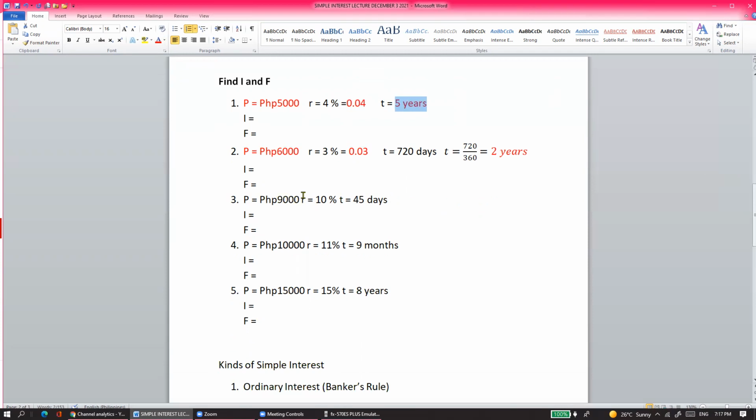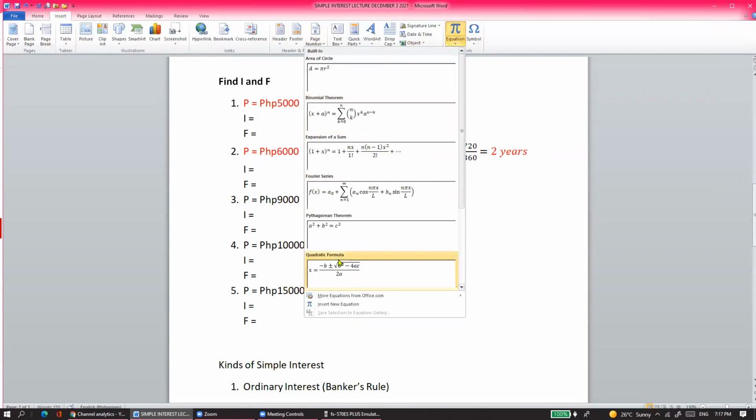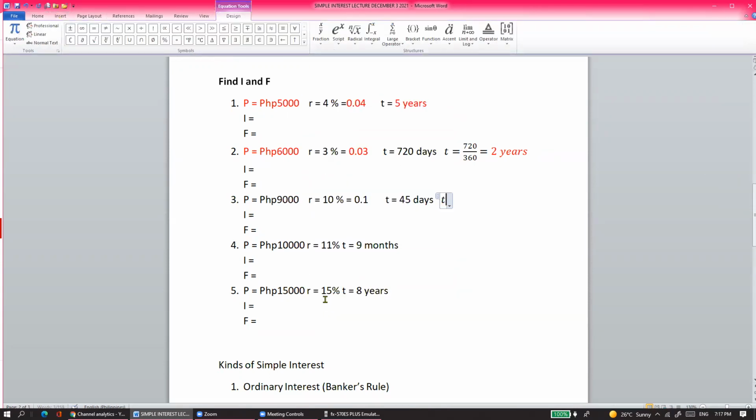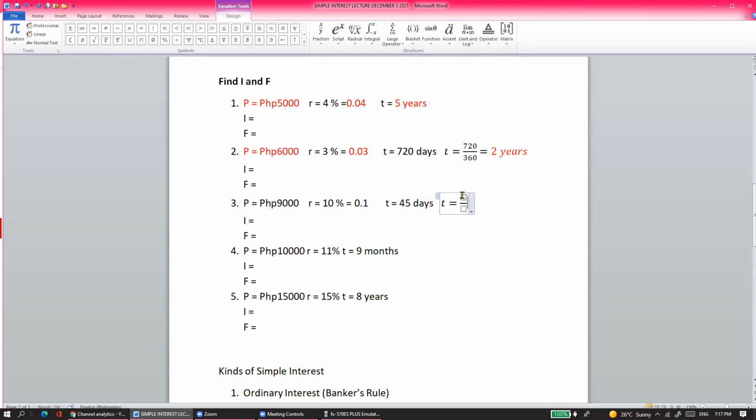Okay, principal, no problem. But when it comes to the rate of interest, still we have to convert it into decimal. 10 divided by 100, I think this is equal to 0.1. And then same thing what we did with problem number 2, we need to convert 45 days into years. So that is why I'm going to type it again like this. T is equal to 45 over 360. So I will type 360 below.